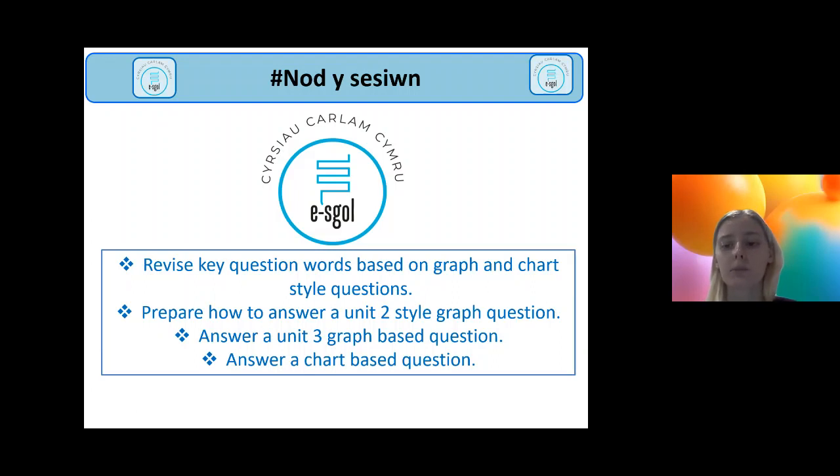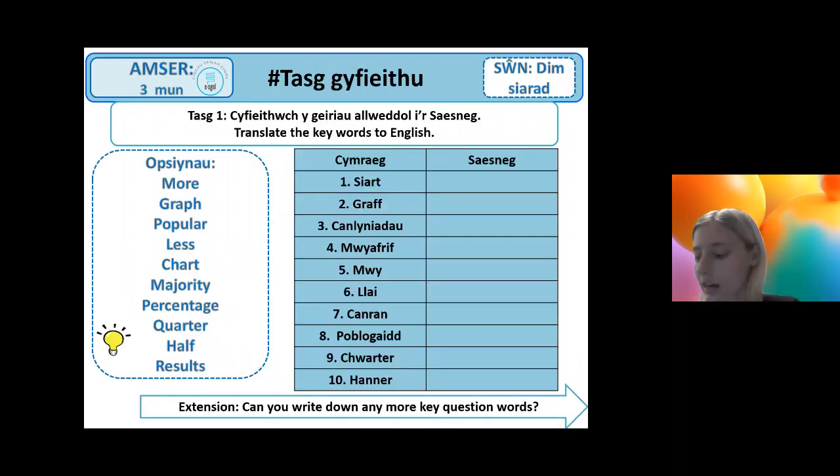So graph and chart style questions could come up in your speaking or your reading and writing. Then we're going to prepare on how to answer a Unit 2 style graph-based question, so how to discuss it in terms of speaking. Then we're going to answer a Unit 3 based graph question and also a chart-based question. So your first task, I'm going to give you 3 minutes to translate some of these keywords into English.